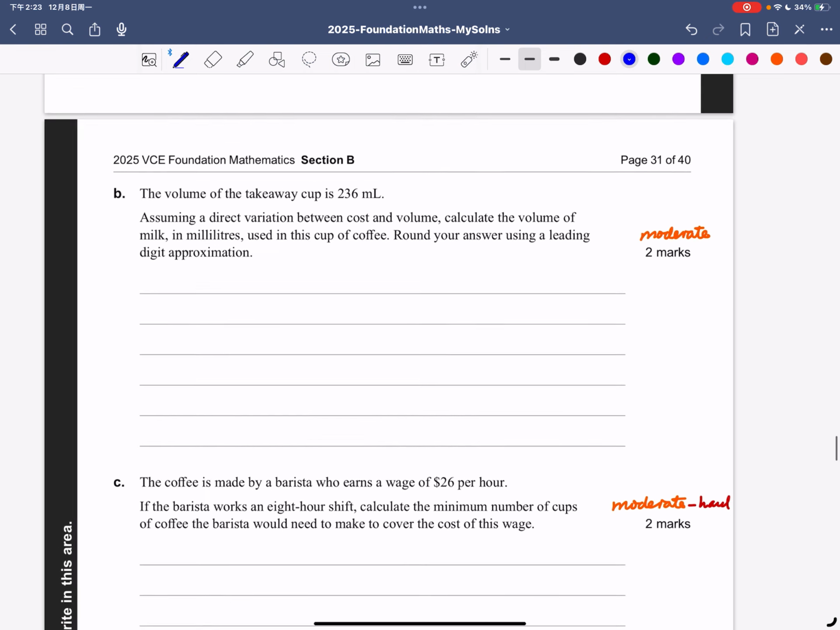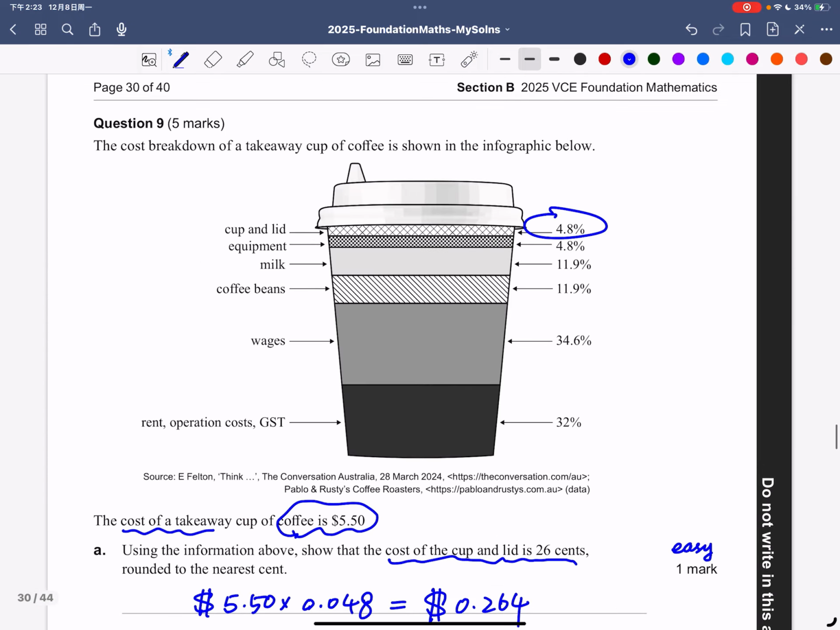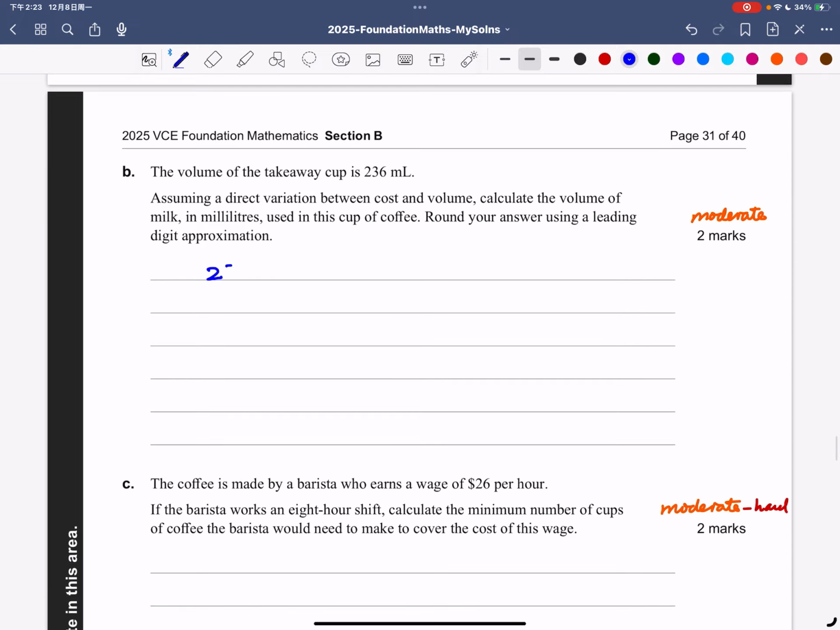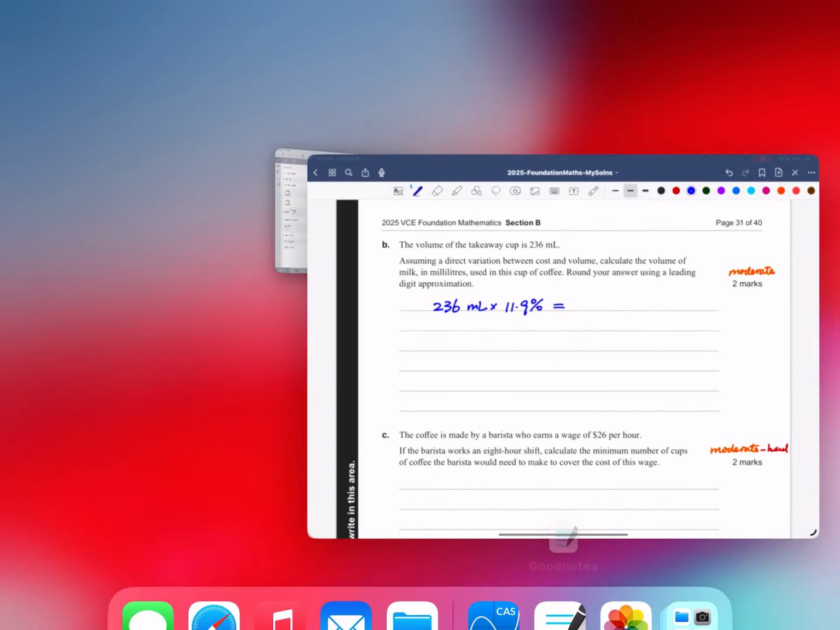The volume of the takeaway cup is 236 mils. Assuming the direct variation between the cost and volume, calculate the volume of milk used in the cup of coffee. Round the answer using a leading digit approximation. So if you look at the amount of milk, that's 11.9%. So 236 mils times 11.9%. If you use your calculator, 236 times 0.119, you get 28.084.